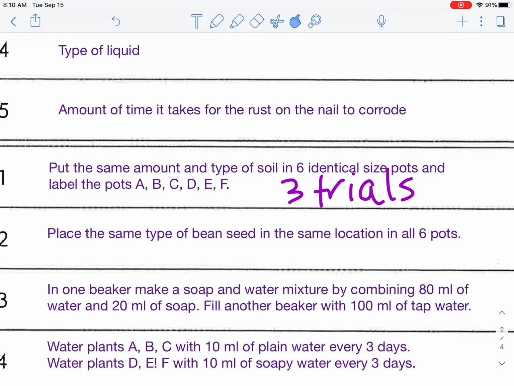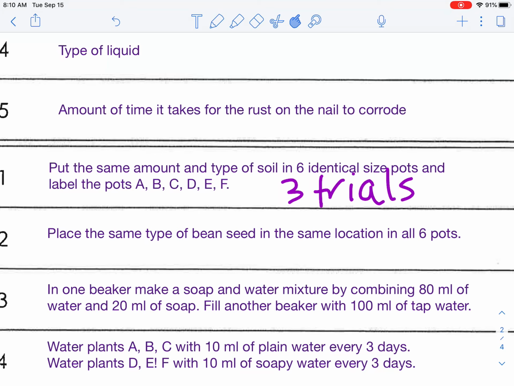So then since we have labeled our plants, we're able to keep track which one is receiving just plain water and which one is receiving the soapy water. So we're going to water plants A, B, and C with 10 milliliters of plain water every 3 days. So 10 milliliters, 10 milliliters, 10 milliliters. Every 3 days, we're going to water those specific plants. And then we're going to water D, E, and F with 10 milliliters of soapy water every 3 days.